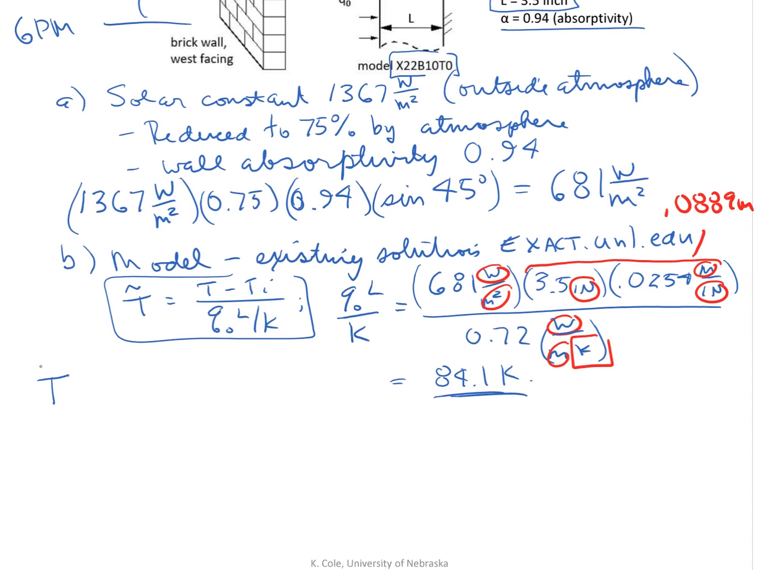Now let me go back to this definition of my dimensionless temperature and compute that. T tilde is going to be the temperature rise: the final temperature measured is 20°C, the initial temperature is 0, and this grouping is 84.1 Kelvin, so this ratio is 0.238. So that is the value of the dimensionless temperature I want to define the endpoint. Let's go back to the temperature solution.